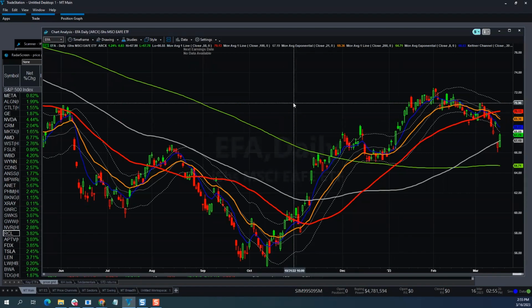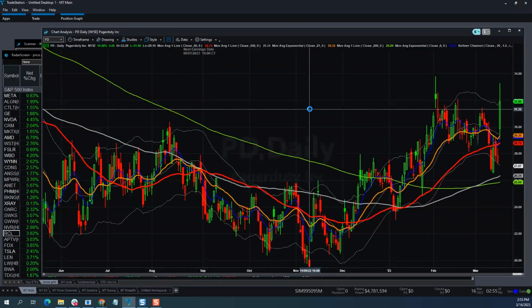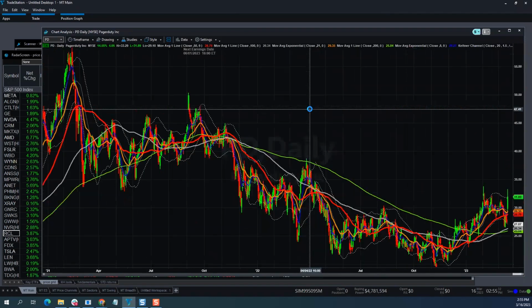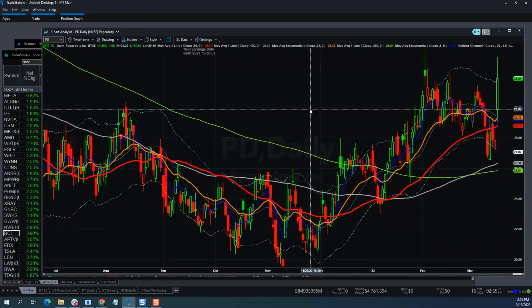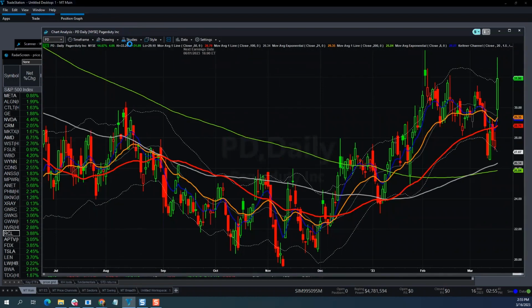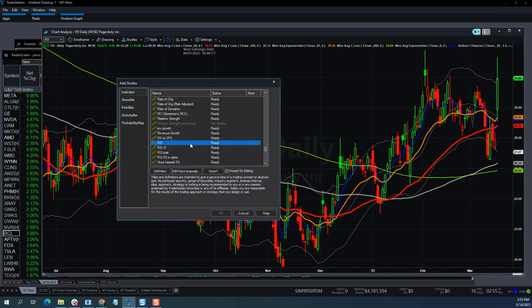Another one on my list was PagerDuty. This had earnings. This was another tech stock that had an IPO, had a big rally, and it's gotten hammered since. Good earnings today. Well, actually, let's show you this pattern I've seen before. Let's go to studies, add study MACD. I've seen this before, and it's something to be careful of.